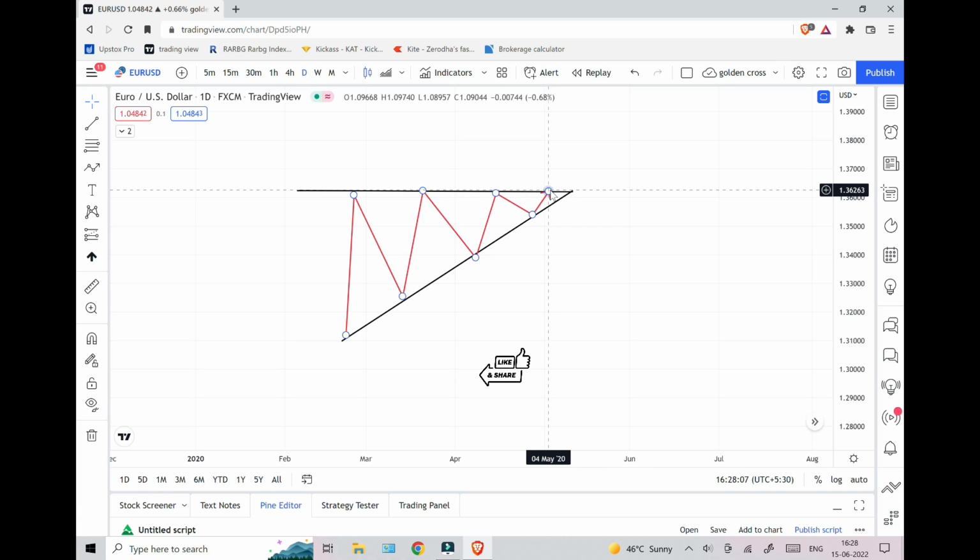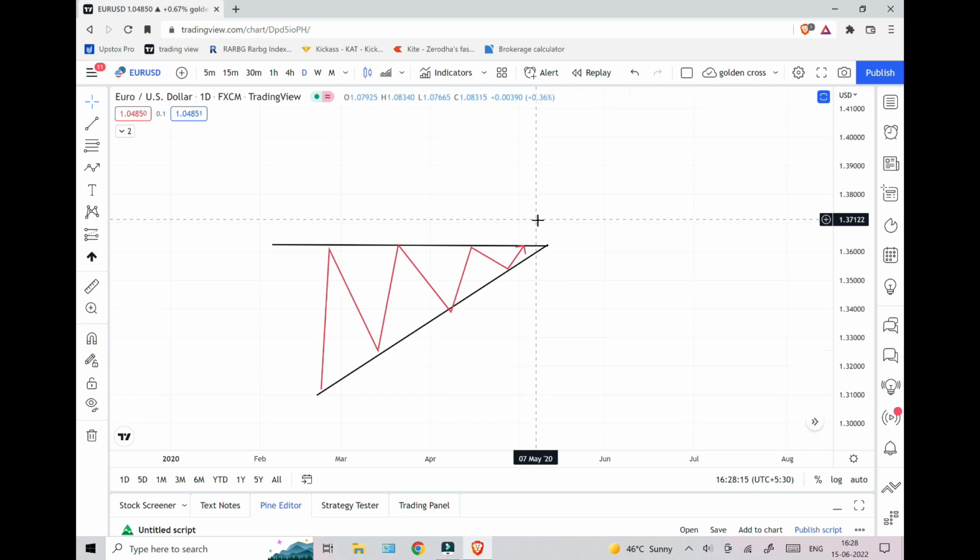Like the symmetrical triangle, here also you require 3 points to draw this triangle. Once you have identified this triangle pattern, in this case there is a 75% chance that the market is going to go up and 25% that the market is going to come down. But you should be prepared for taking both side entries. Wherever the triangle breaks, you will enter.